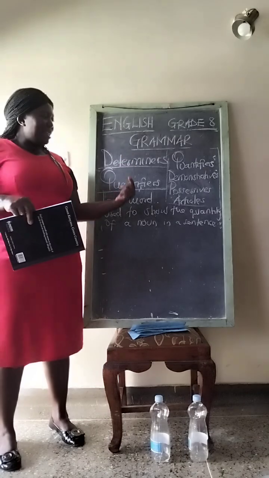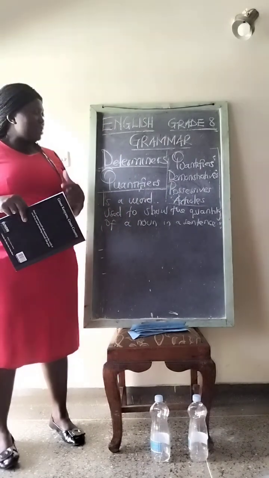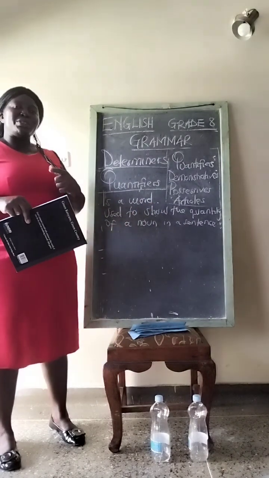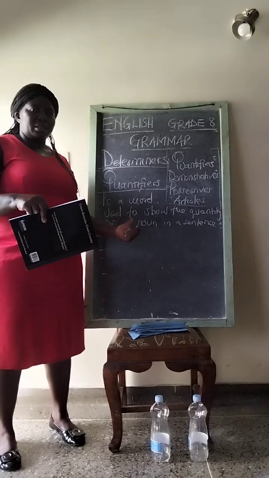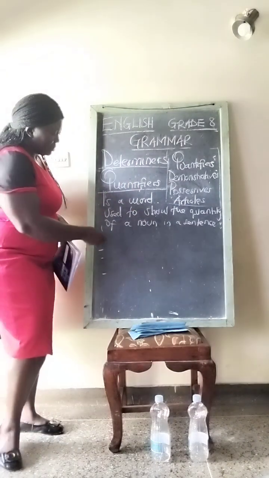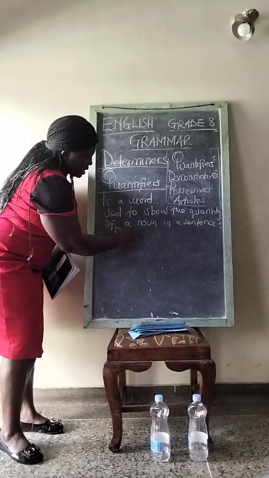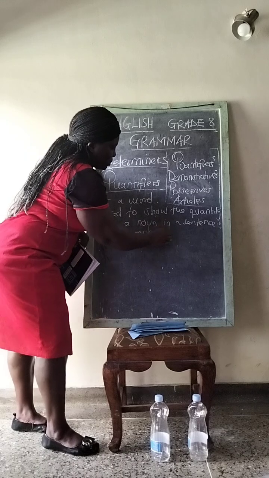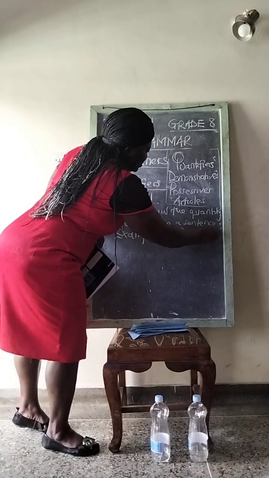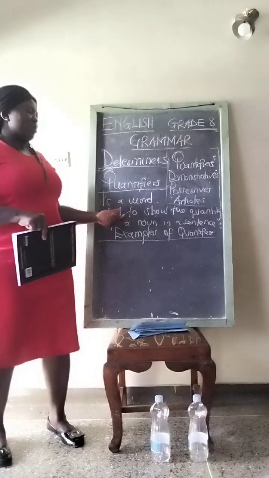Now, my good learners, by the end of this lesson, you are supposed to be able to identify a quantifier in a sentence. You are also supposed to be able to use quantifiers correctly in sentences. Now let us give examples of quantifiers.